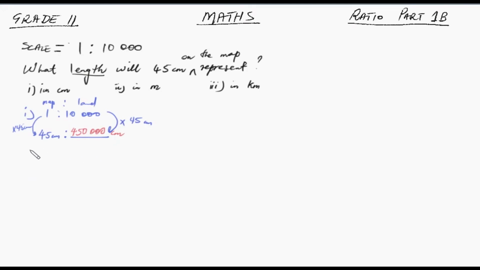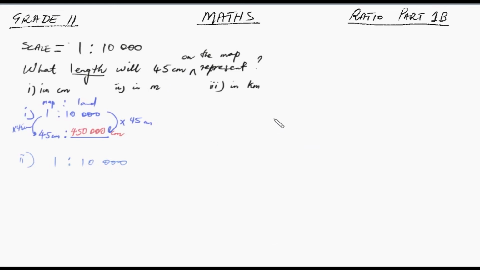All right. Now, let's go to number 2. You start with the same ratio, 1 is to 10,000. But now they want you to find that distance in meters. So if they want you to find the distance in meters, that means the given distance should be in meters. So you convert the distance on the map into meters.